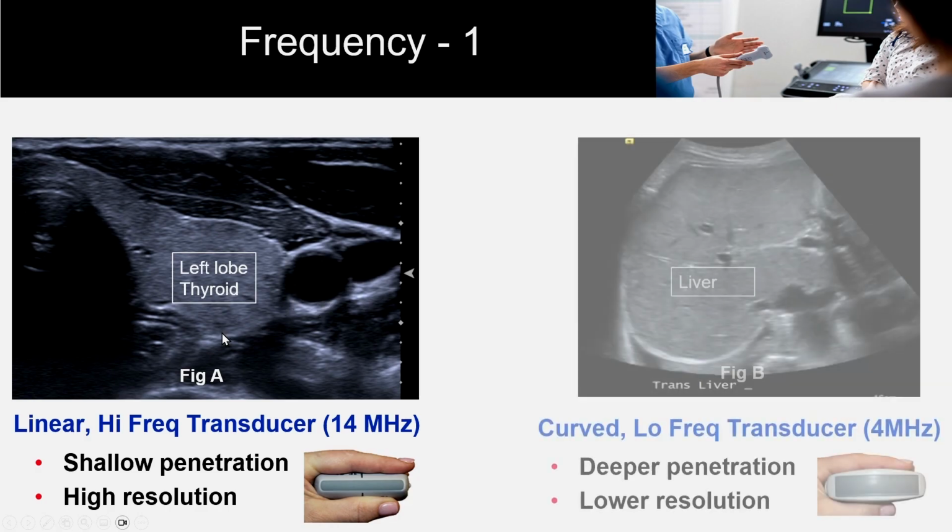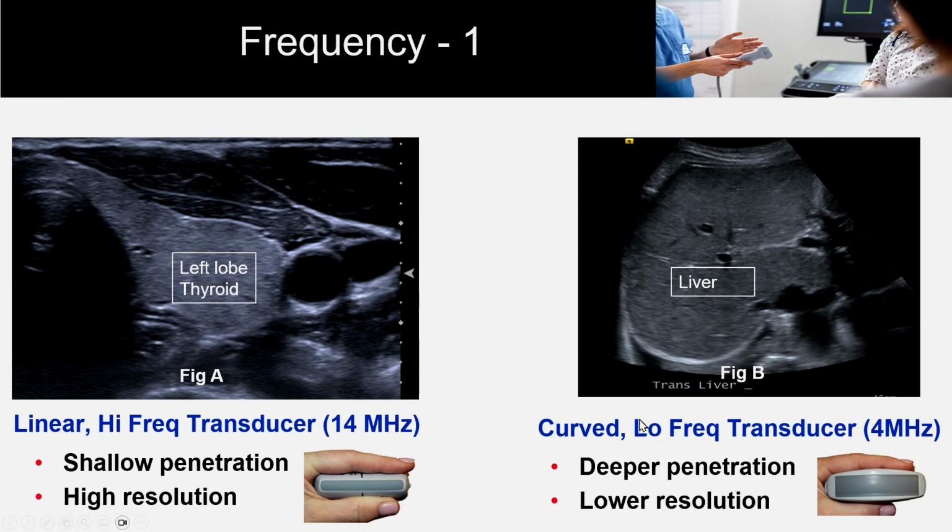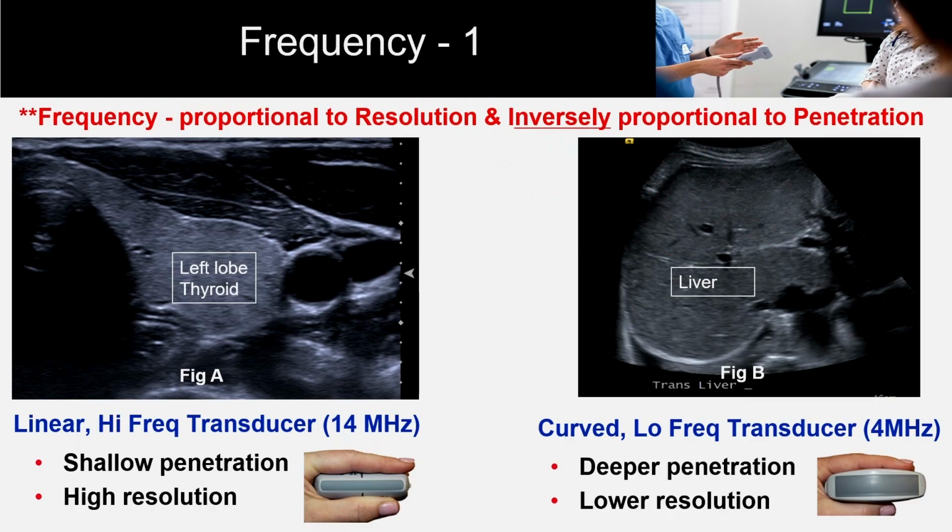Compared to that, for the liver, you're going to use a lower resolution, lower frequency transducer for deeper penetration. Unless you have an abscess or something you're looking for here, you don't necessarily need any deeper penetration. It'll give you a good overview of the liver. Again, high frequency transducer, proportional to high resolution and lower penetration, whereas a low frequency transducer is proportional to lower resolution, but higher penetration. Important point to understand.